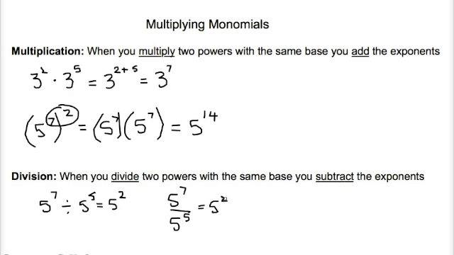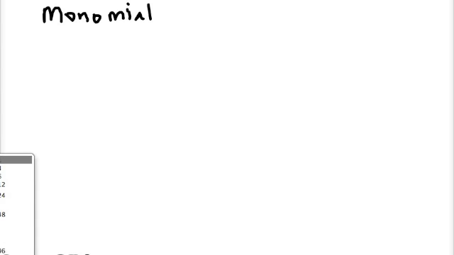Taking a look at what we are doing in class right now, which is multiplying monomials. We talked about the difference between monomials, binomials, and polynomials, and monomials are expressions with one term. Mono means one, bi means 2, tri means 3.